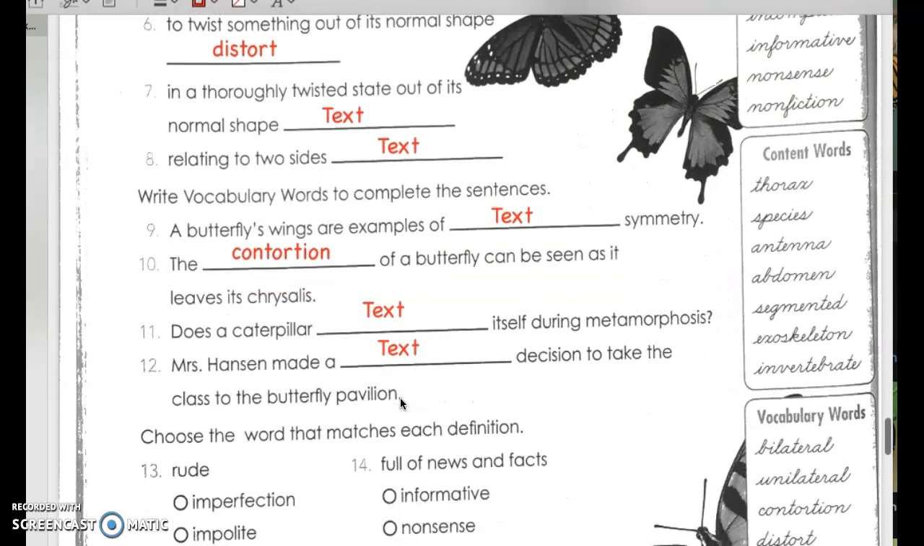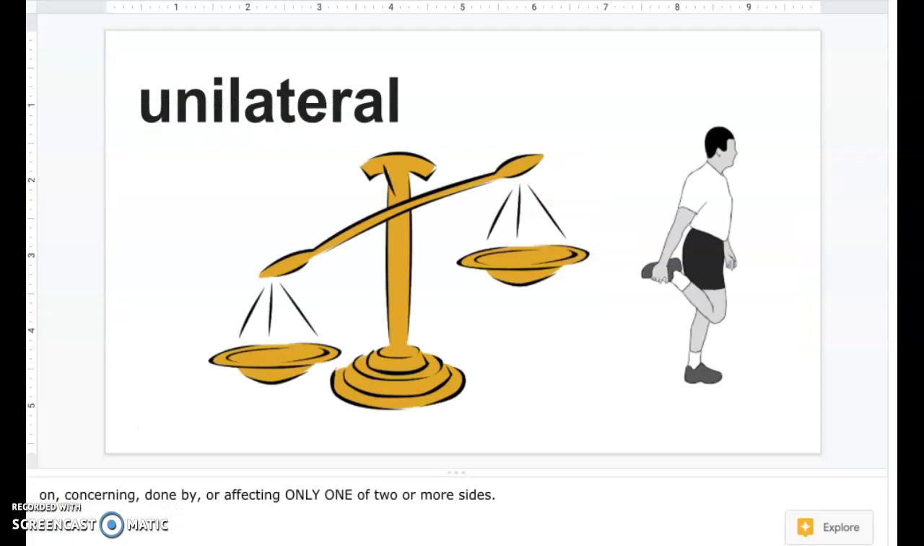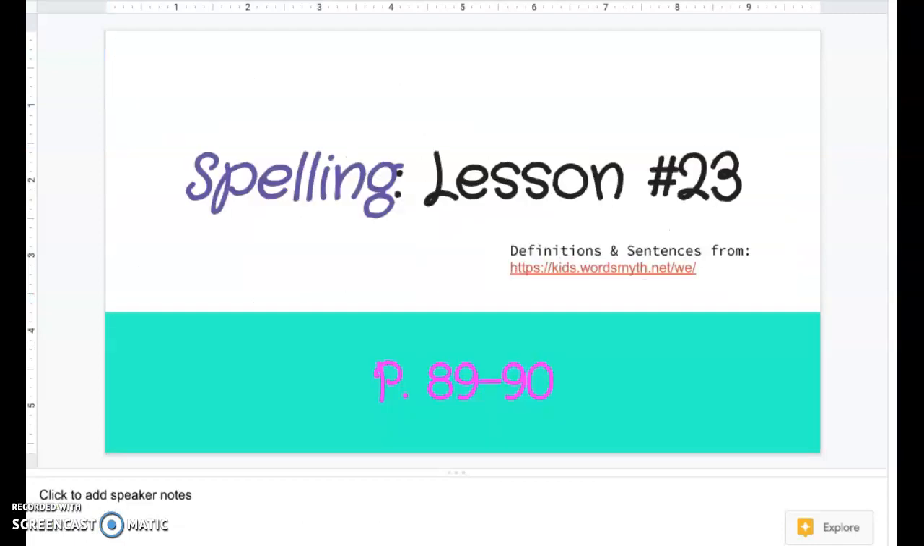Now, I believe that you can do the rest on your own. For this, you're just matching the definition with the words. So make sure that you review the definitions. Again, I will make this PPT available in our Google Classroom, okay?